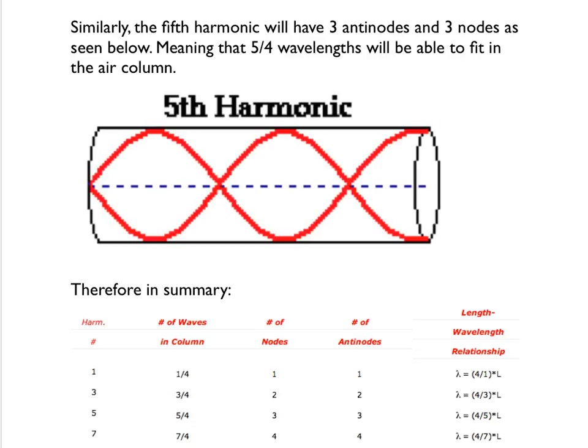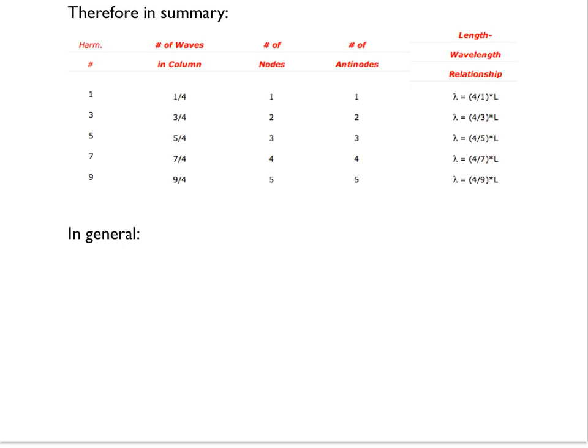Looking at the fifth harmonic, we have 3 antinodes and 3 nodes as seen below, meaning that 5/4 wavelengths will be able to fit into the air column. And notice for the closed air column scenario, it skips a harmonic, so you're just looking at the odd numbers, 1, 3, 5, 7, 9, and this is just because of the asymmetry of the closed air column.